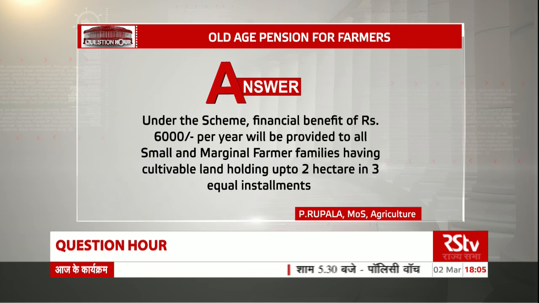Now, this financial benefit will be provided in 3 equal installments of rupees 2,000 each in a period of every 4 months in a financial year. Now, the benefit will be admissible under the scheme with effect from 1st of December 2018.